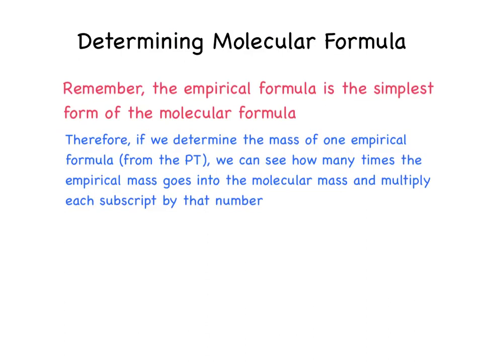Once we determine the empirical formula, we can easily find the molecular formula if we remember that the empirical formula is the simplest form of the molecular formula. So the molecular formula has to be some kind of multiple of the empirical formula. And so all you've got to do is determine the mass of the empirical formula that you just found, find the mass of the whole thing from the periodic table, and then see how many times that mass will go into the molecular mass, and however many times it is, that's the factor that you multiply each subscript by.